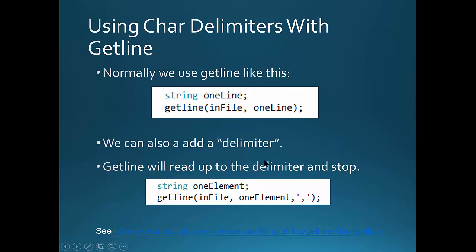We can also use getLine with a delimiter. In this case, you can see we're reading from our input file. We're reading one element. And if we put a comma, if our file is separated by commas, then we can specify which character we want to read to. In this case, with a comma separated value file, this would read just to the comma. If you had a tab delimited file, you could use a \t.